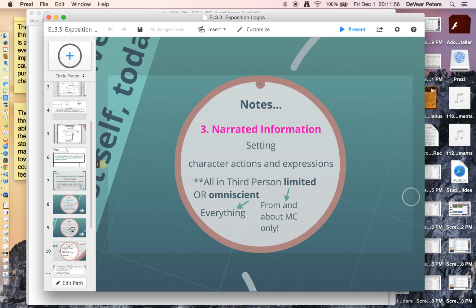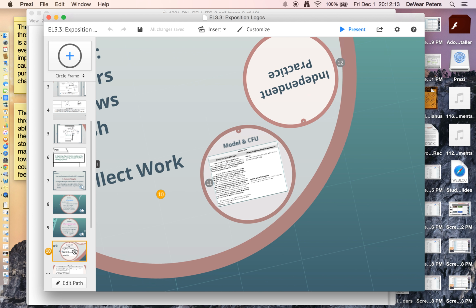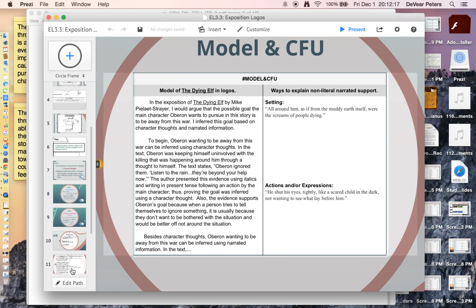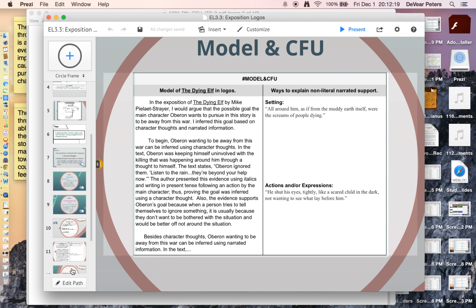And we said that normally third person limited or omniscient narrators do this best because they're able to tell the full story for other characters. And so your goal today was to think about those three and figure out how exactly you came up with your goal for your character.